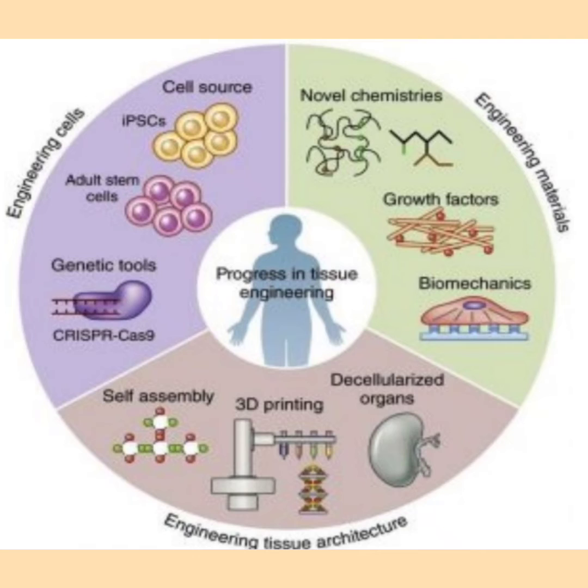The progress in tissue engineering helps in engineering materials, like novel chemistries, growth factors and biomechanics, used in engineering tissue architecture, like decellularized organs, 3D printing technology and self-assembly, and in engineering cells, like CRISPR and Cas9, which have been used as genetic tools, adult stem cells, iPSCs, and cell sources.